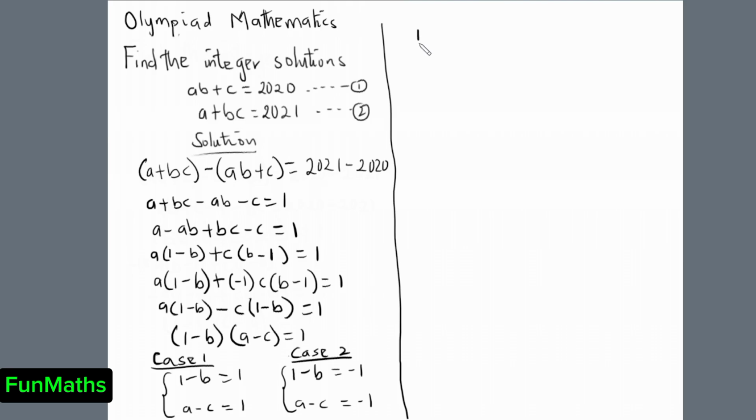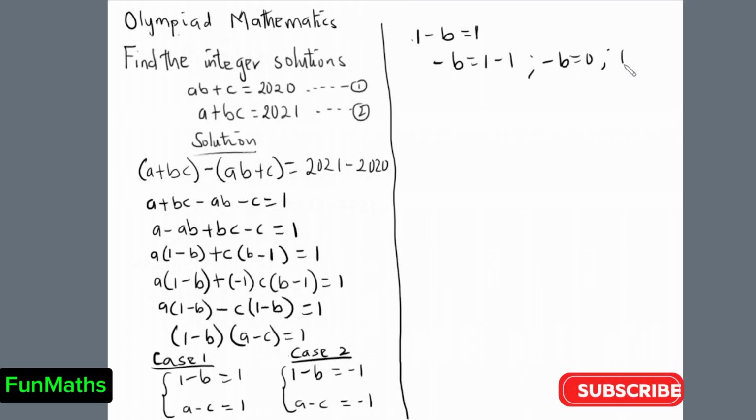For the first case, 1 minus B equals 1. That means I can take 1 to the right hand side, and then minus B is equal to 1 minus 1, which is 0. So minus B is equal to 0, which invariably means that B is equal to 0. Still on case 1.